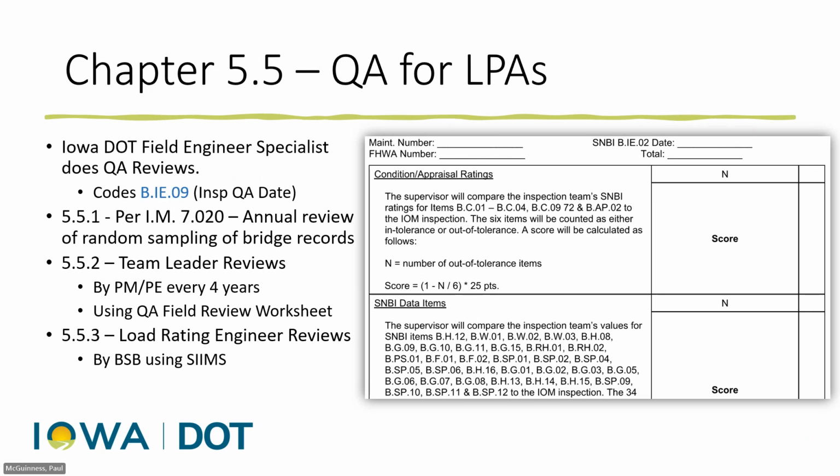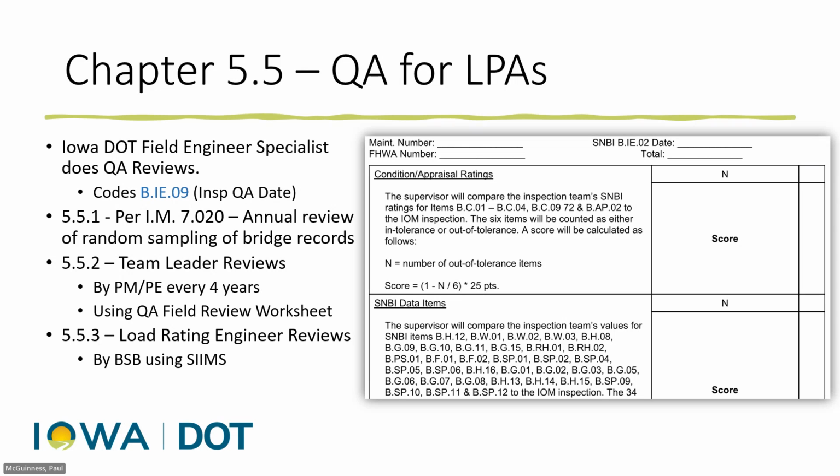Okay, so first up, the first type of QA review is a bridge records review. These are done for a random sample of the LPA bridges. Basically, they're going to review the bridge record to ensure that the 12 items on that previous slide are indeed in the bridge file. Things like plans, SINA forms, and load rating calculations.